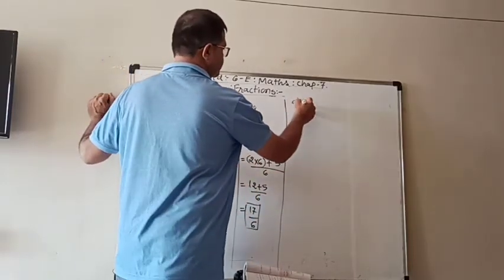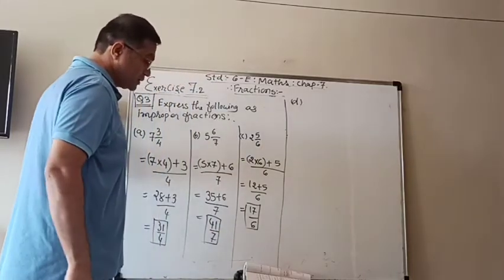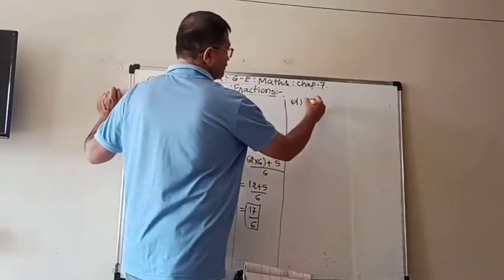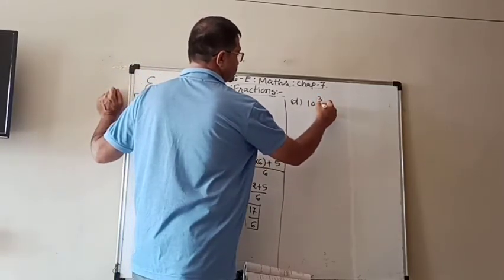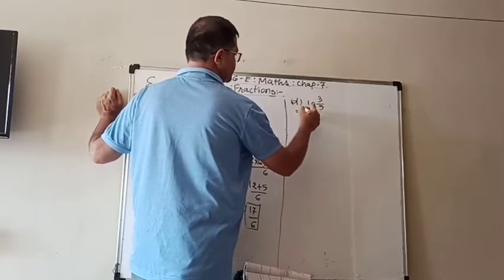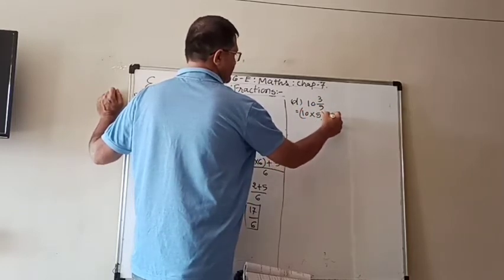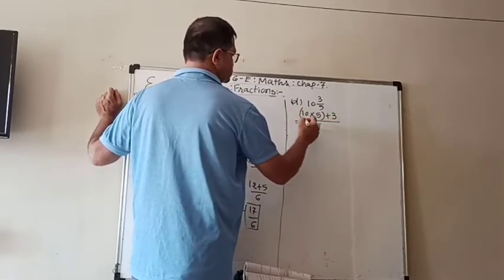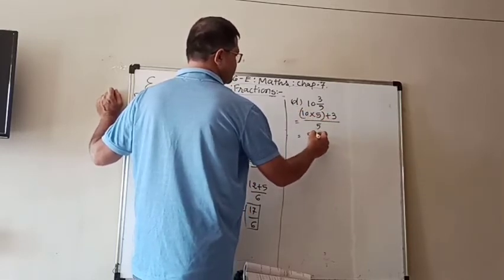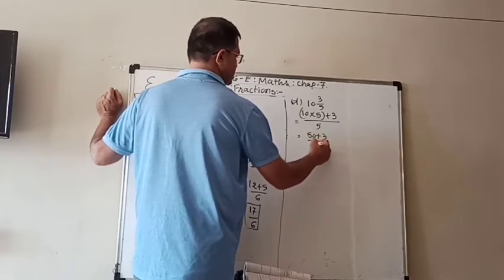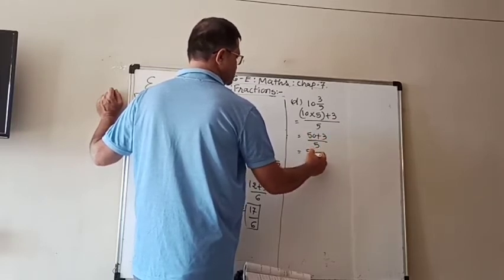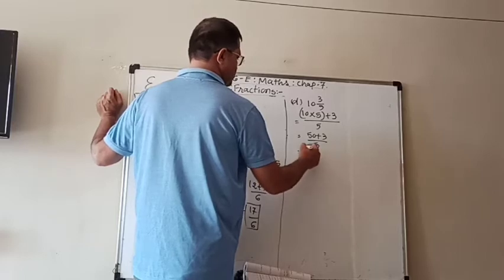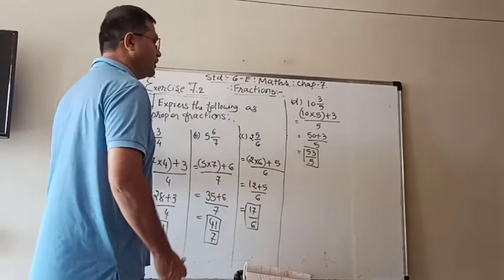Let's take D. 10 integer 3 upon 5. So 10 multiplied by denominator plus numerator upon 5. So 10 5s are 50 plus 3, it is 53 upon 5.